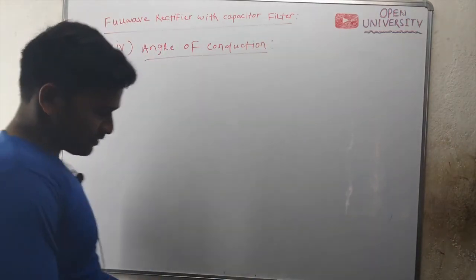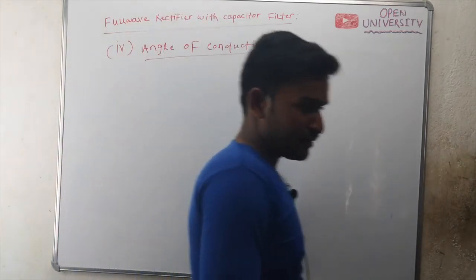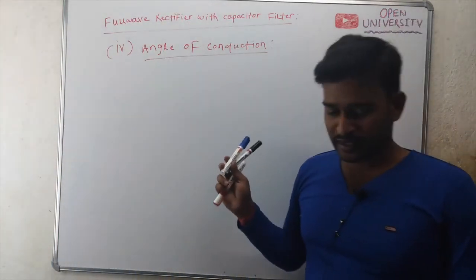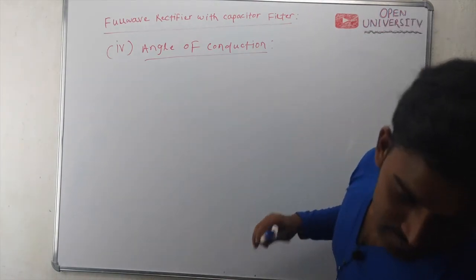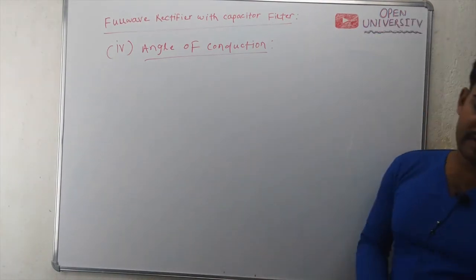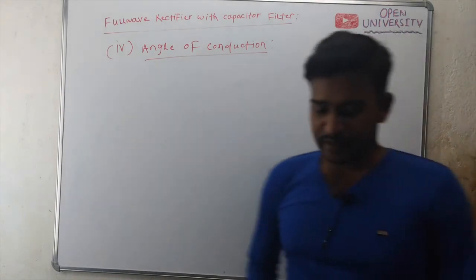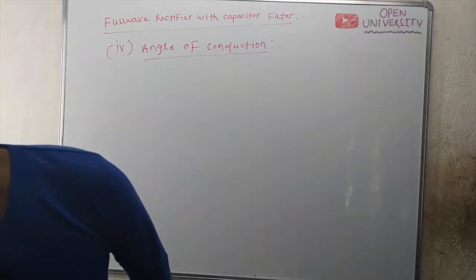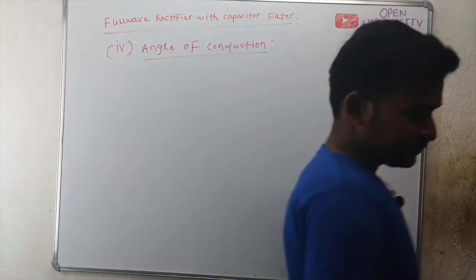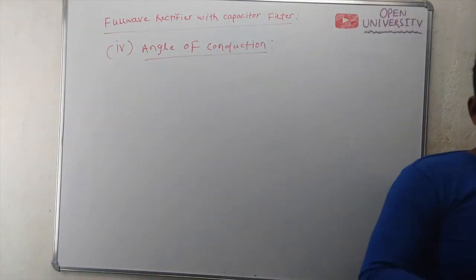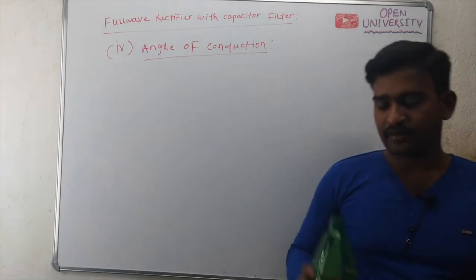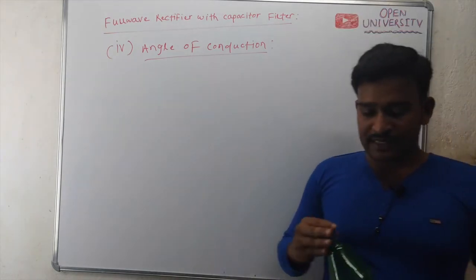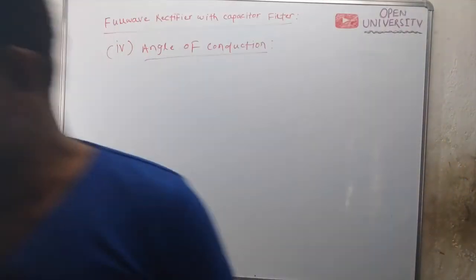What is angle of conduction? It is the duration for which diode conducts or capacitor charges. Write on that point. It is the duration for which diode conducts or capacitor charges through the diode.